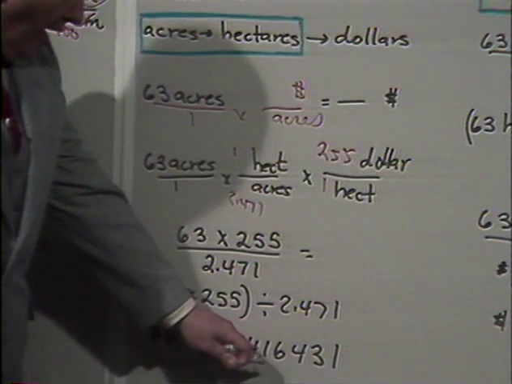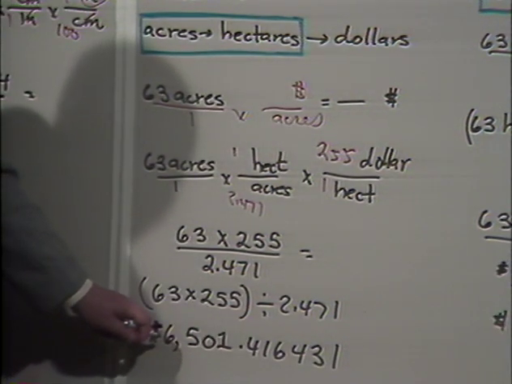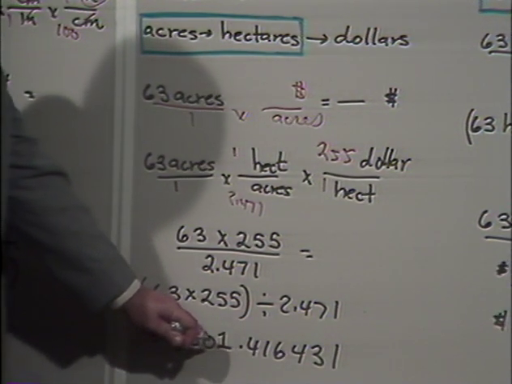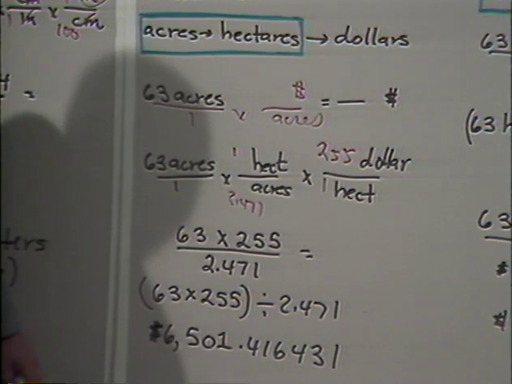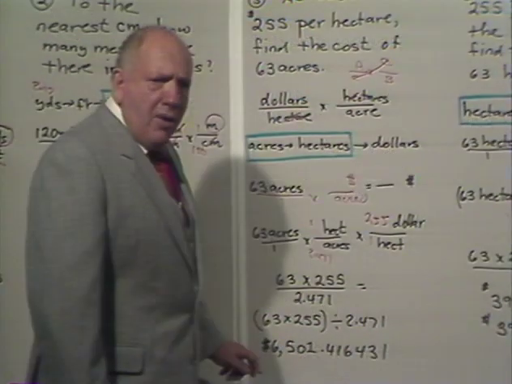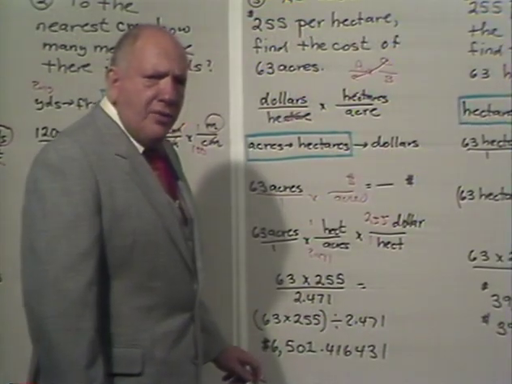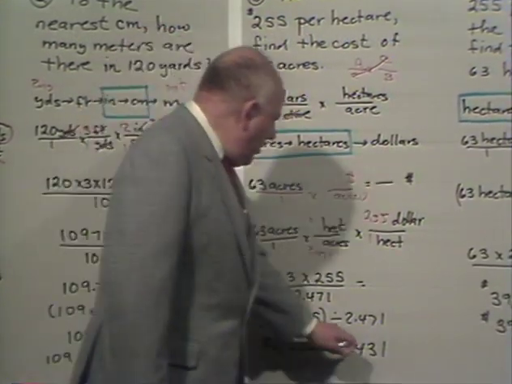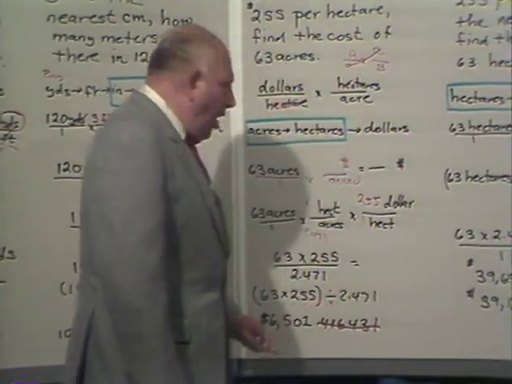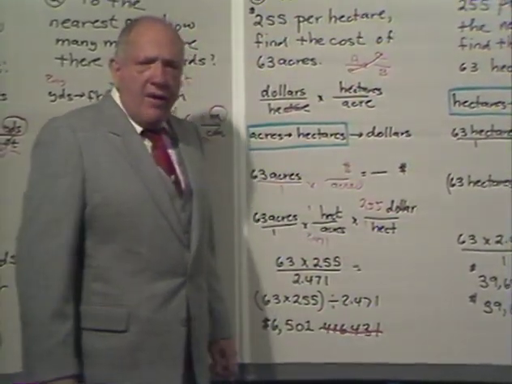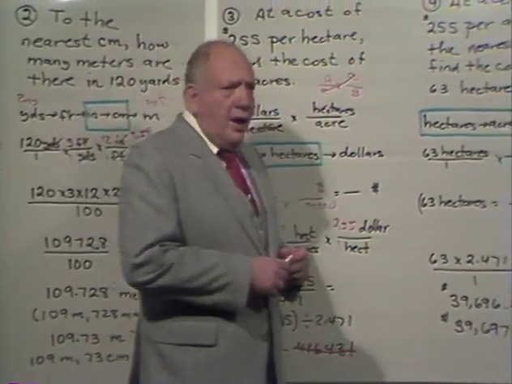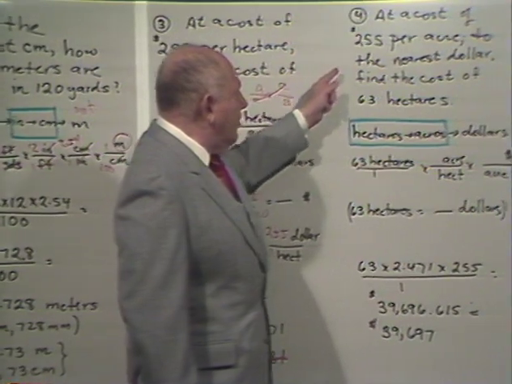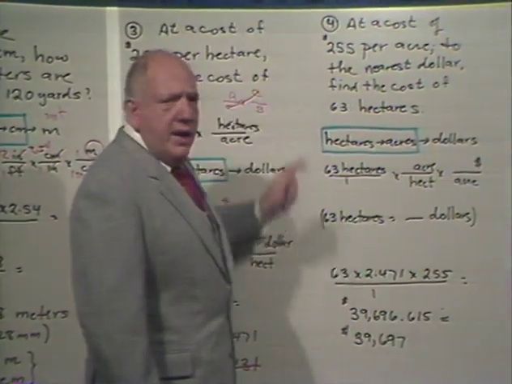But in any event, with the calculator, I very quickly get that the answer is $6,501.416431. I think I left out something in the wording of the problem. I'm pretty sure the problem said round the answer off to the nearest dollar, in which case, since this is less than half a dollar, the answer would be $6,501.